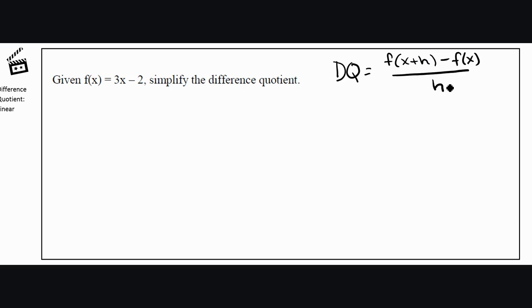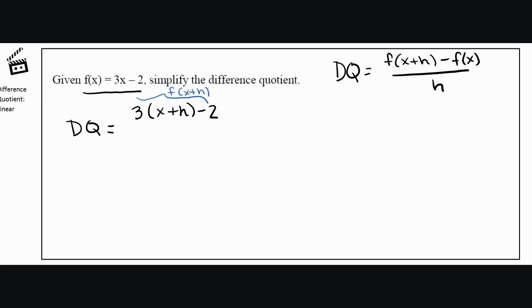Okay? And so what we're going to do, this is our function. The first thing we want to do is find f of x plus h. Well, what does that mean? That means we're going to take our function, and anywhere there's an x, we're going to plug in x plus h. So this first part, this right here, is our f of x plus h.